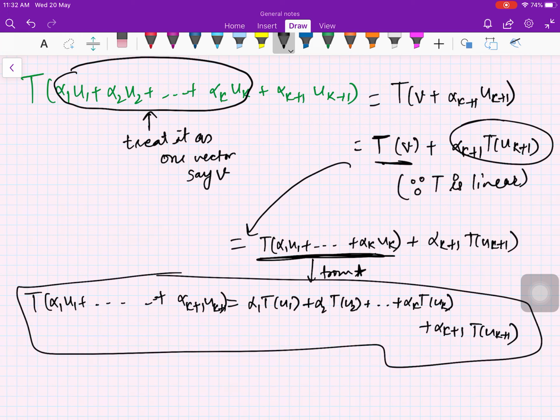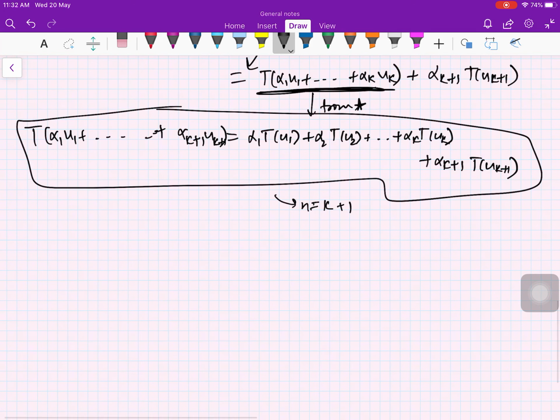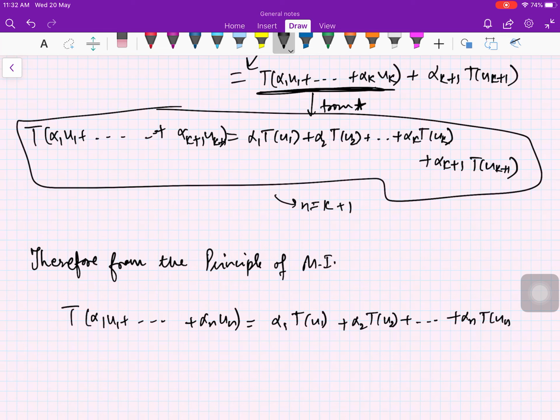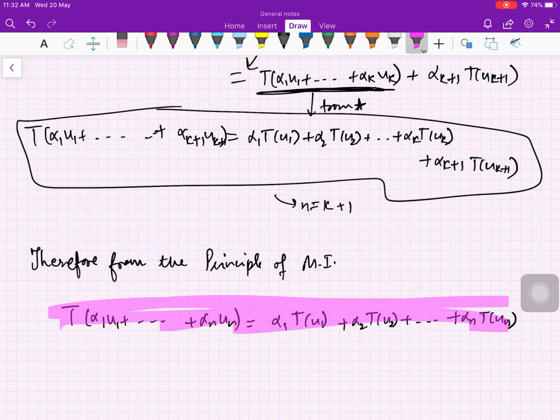So this is how we prove the result for n is equal to k plus 1. Therefore, from the principle of mathematical induction, we can say that T of alpha 1 u1 plus so on alpha n un is equal to alpha 1 T of u1 plus alpha 2 T of u2 plus so on alpha n T of un. Now you see, you have proved the result here. This is the result which we just proved.